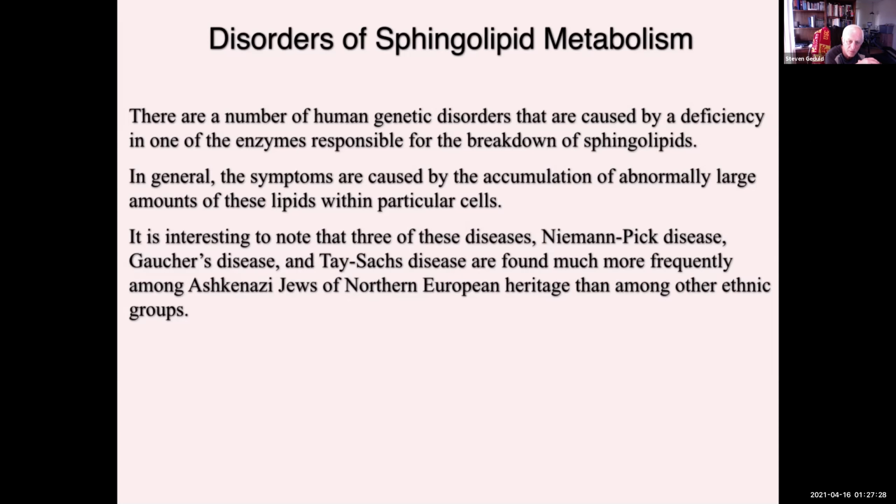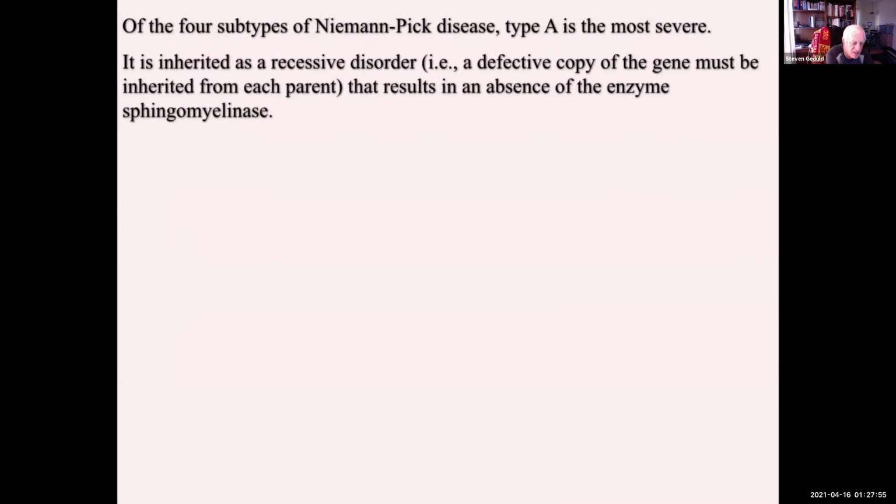So if your heritage is Ashkenazi Jew from Northern Europe, you get genetic testing before you have a baby, because it's a recessive gene that carries Tay-Sachs disease and the other ones. We'll show you how that works on another diagram, how it's transmitted generation to generation. Of the four subtypes of Niemann-Pick disease, type A is the most severe. It's inherited as a recessive disorder. The defective copy of the gene must be inherited from each parent.